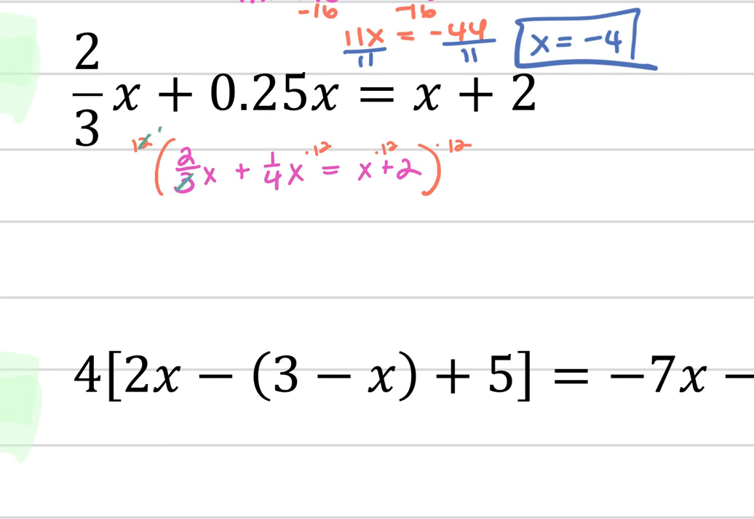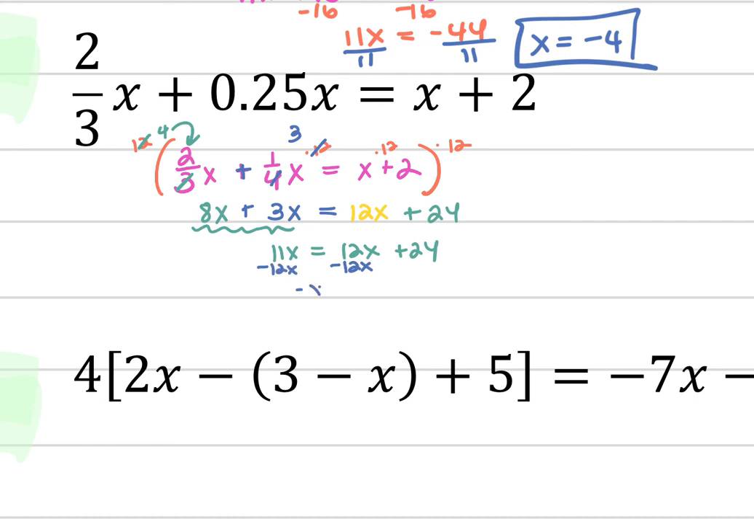So 3 goes into 12 4 times. 4 times 2 times x would be 8x. Plus comes from this sign. 4 goes into 12 3 times. 3 times 1 times x is 3x. 12 times x. And 2 times 12. I'm going to combine my like terms on the left side. 11x equals 12x plus 24. Subtract that 12x. Negative x equals 24. Multiply or divide by -1, and x is equal to negative 24.